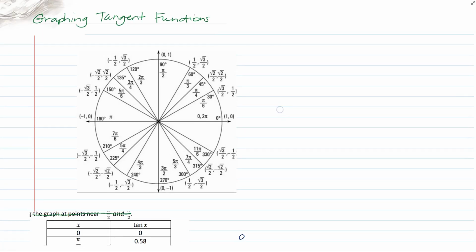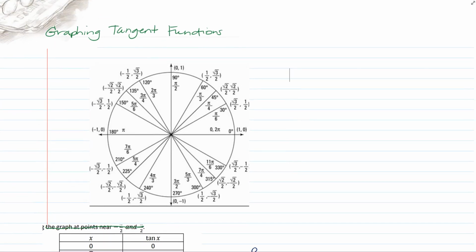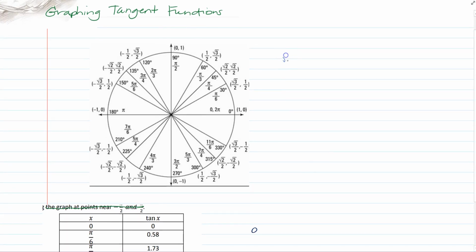Hey students, we're going to look at graphing tangent functions today, but I really want to explain to you why they look the way they do, so it'll make some sense to you. But I'm going to have to take you back to cosine and sine values to explain that adequately. So let me show you what I mean.